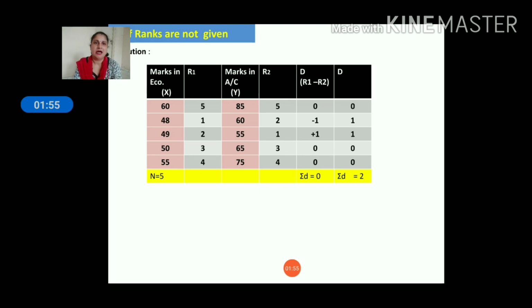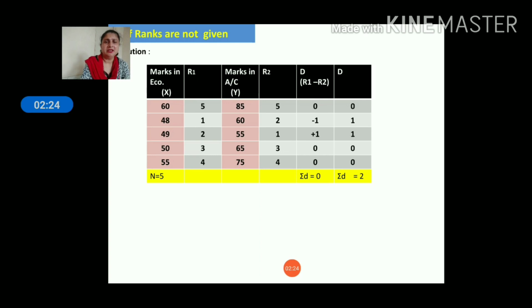48 is smallest, so I have given 1. Then 49 is larger than that, it has got 2. Then 50 has got 3, 55 got 4 and 65. These are the ranks I have allotted. Then in accountancy, the smallest value is 55, so it has got 1. Then after that 60, then 2. After that 65, 3, 75, 4 and 85 is largest, so we have given 5.